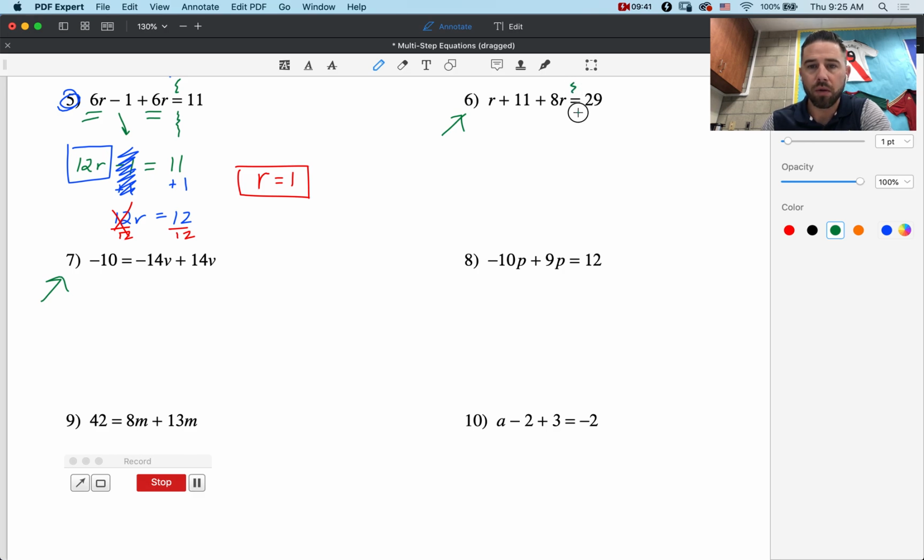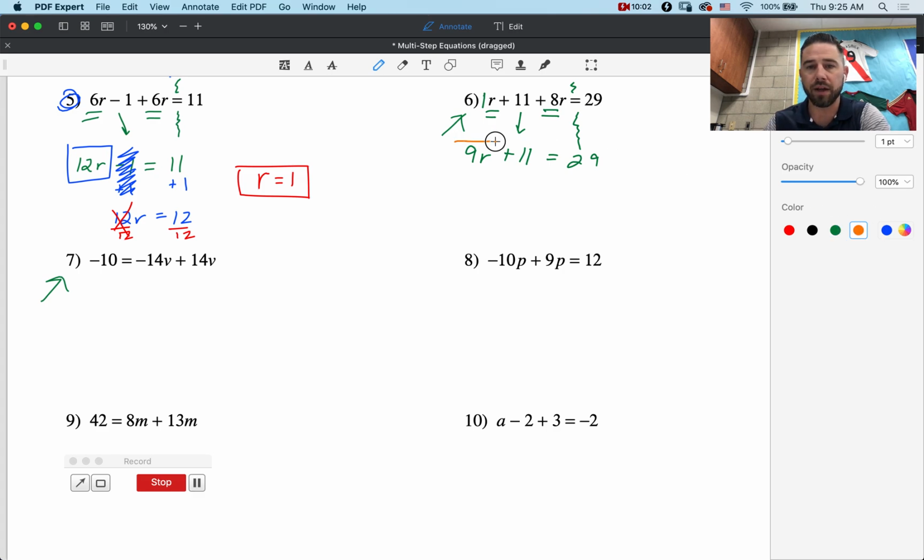There's our wall. Let's combine like terms over here on the left. My like terms are r. Remember, this is a 1r, and 8r. Positive 1r plus positive 8r is positive 9r. Drop this guy down. Plus 11 equals 29.